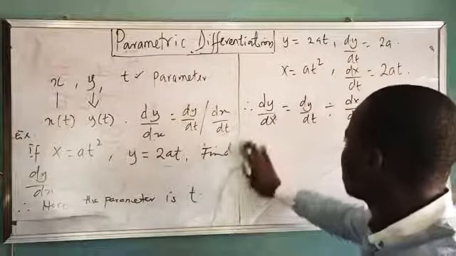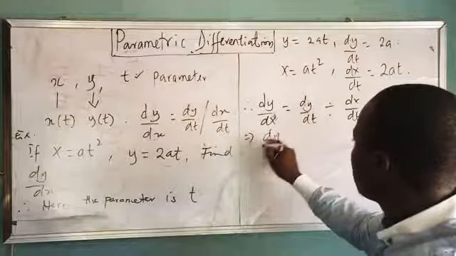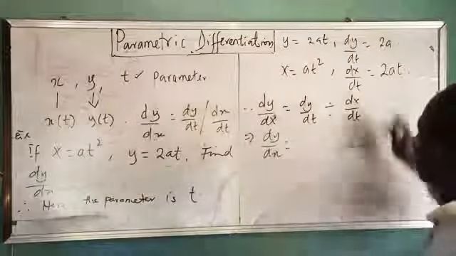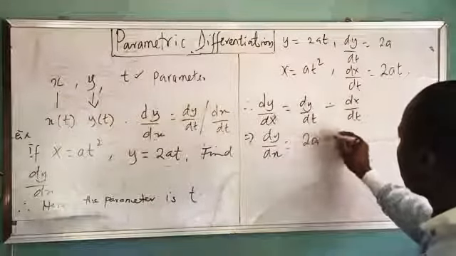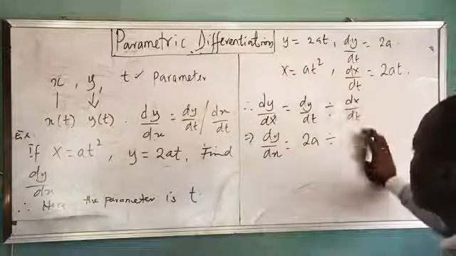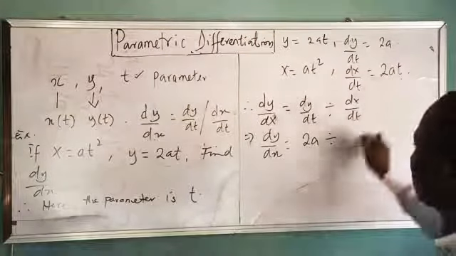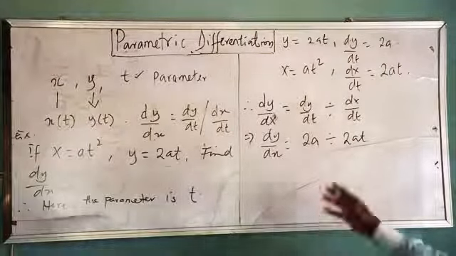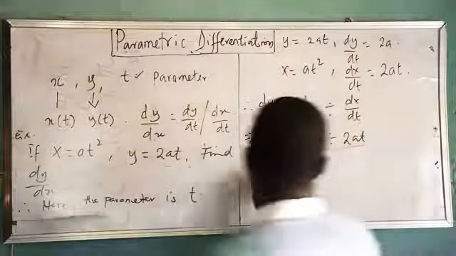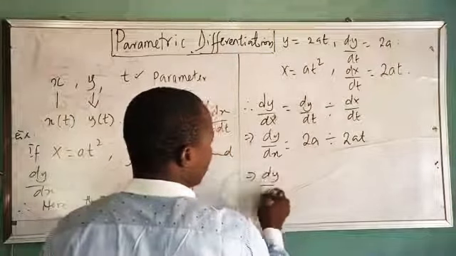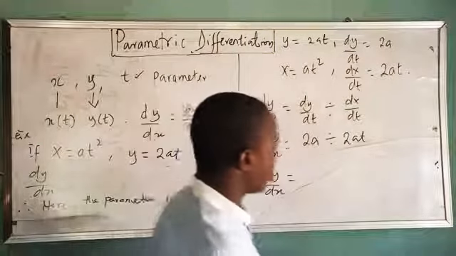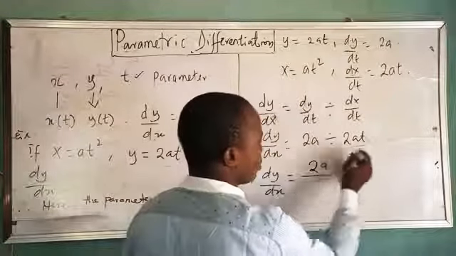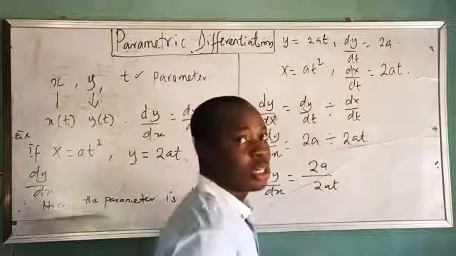So from here, what's the next thing to do? We have dy over dx equals dy over dt, which is 2a, divided by dx over dt. So what is dx over dt? It is 2at. Are you getting it now? So how are you going to do this? You can write this in the form 2a over 2at.